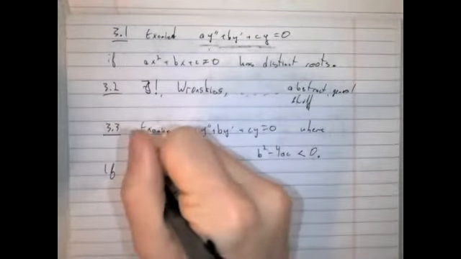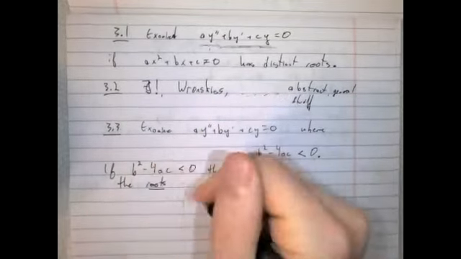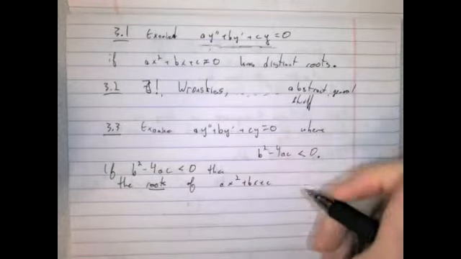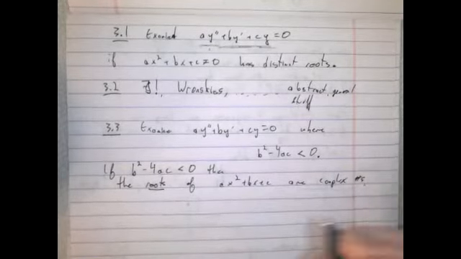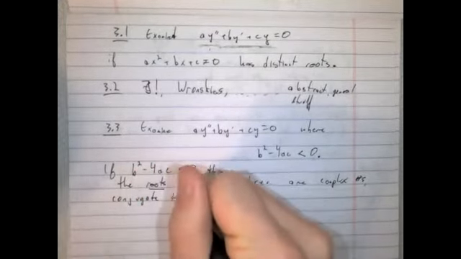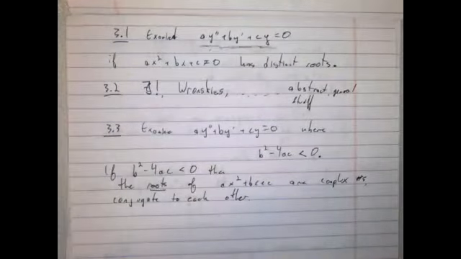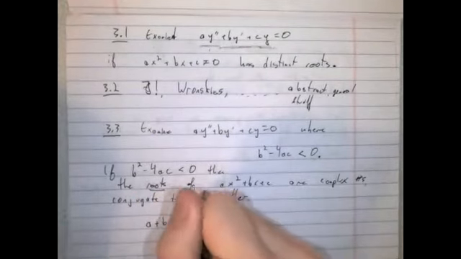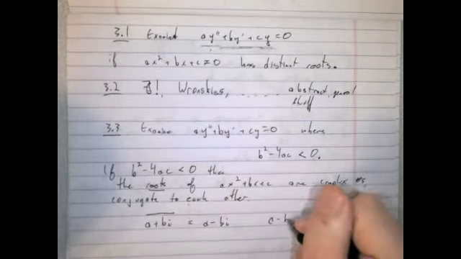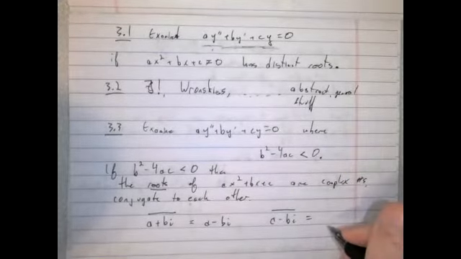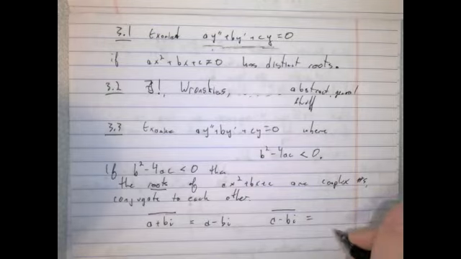If B squared minus 4ac is less than 0, then the roots of ax squared plus bx plus c are complex conjugate numbers, or I'll say complex numbers conjugate to each other. Can someone remind me what the conjugate of a complex number is? It's like a plus bi and a minus bi. Yes, the conjugate of a plus bi is equal to a minus bi, and the conjugate of a minus bi is? A plus bi. Yeah, a plus bi, exactly.